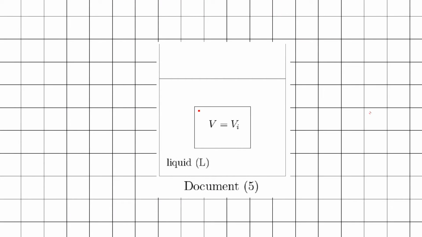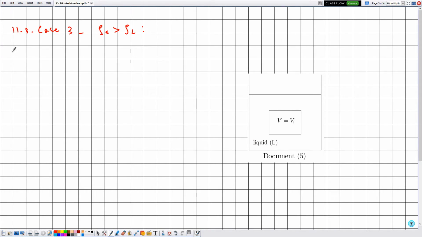So we have the same solid here, but in this case the density of the solid is greater than the density of the liquid, so we expect that the solid S will sink to the bottom of the container. So now we need to explain this at the level of the forces. So let's stay in idea number 1.